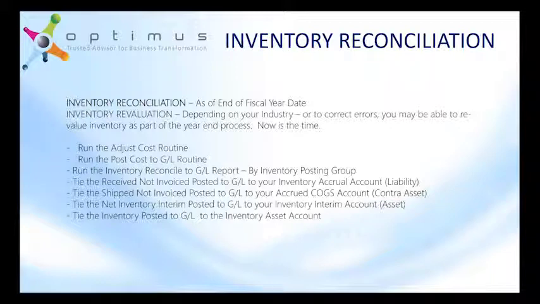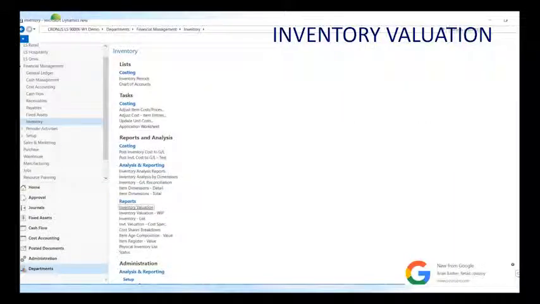So the whole idea is to start tying all the documents to create inventory accruals, then tie our shipped, not invoiced posted to GL to create cost of goods sold, right? And tie our net inventory. If we have interim posted, we need some interim accounts for inventory, so we can later move those figures to the following month, all right? So we need to tie the inventory posted to GL to the inventory asset account as well, okay? This is just part of the routines that we are going to cover and explain, of course.